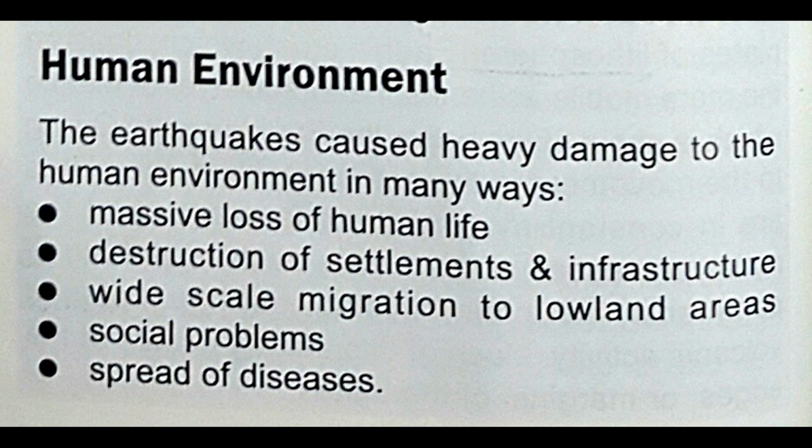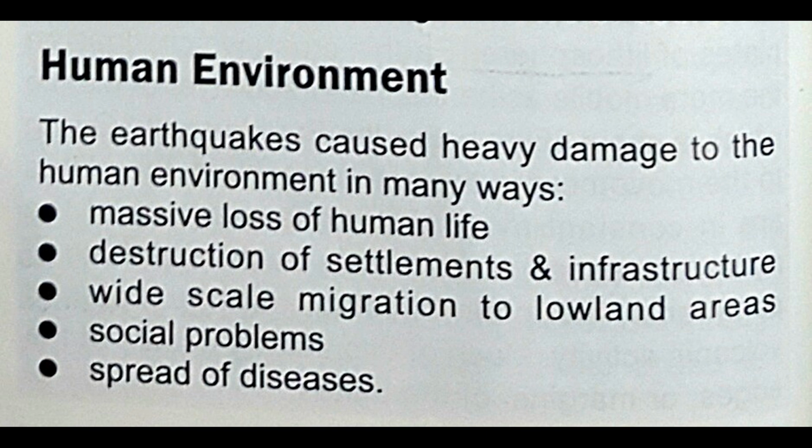Now come to the human environment. What are the effects of earthquakes on the human environment? The earthquakes caused heavy damage to the human environment in many ways. Number 1, massive loss of human life. Number 2, destruction of settlements and infrastructure. Number 3, wide scale migration to lowland areas. Number 4, social problems. Number 5, spread of diseases.